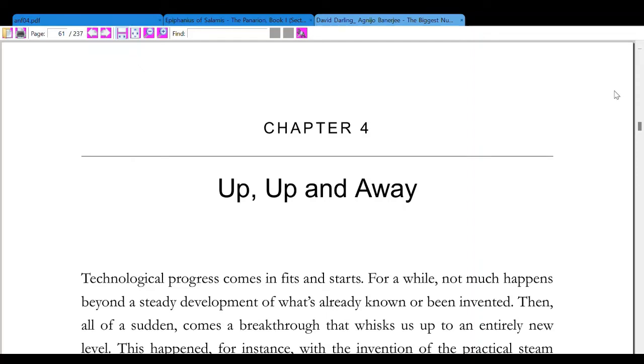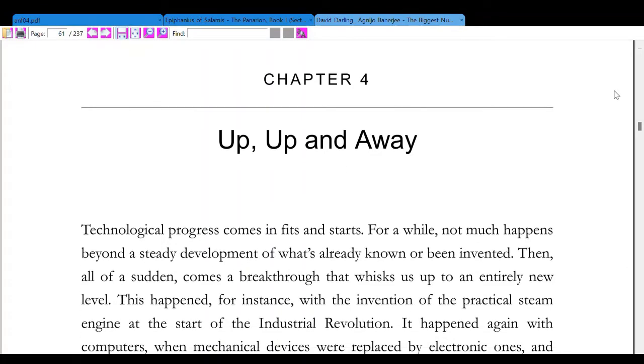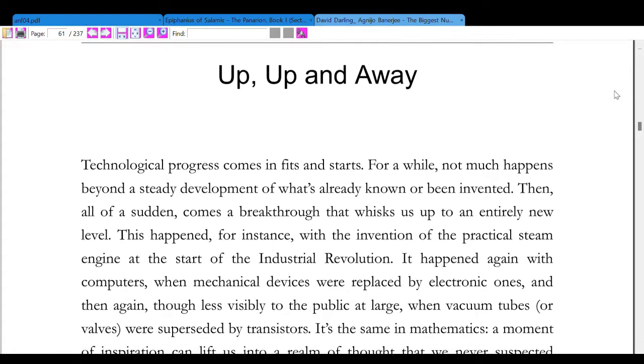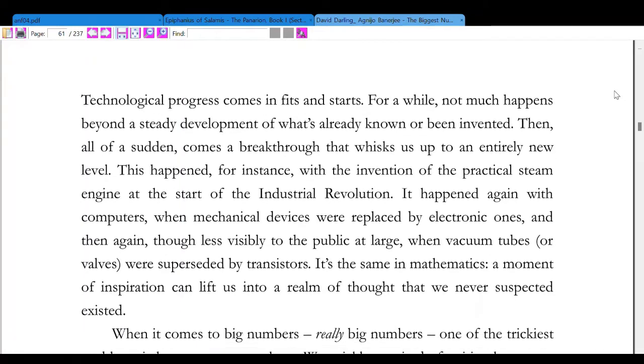Chapter 4. Up, Up, and Away. Technological progress comes in fits and starts. For a while, not much happens beyond a steady development of what's already known or been invented. Then, all of a sudden, comes a breakthrough that wakes us up to an entirely new level. This happened, for instance, with the invention of the practical steam engine at the start of the Industrial Revolution.